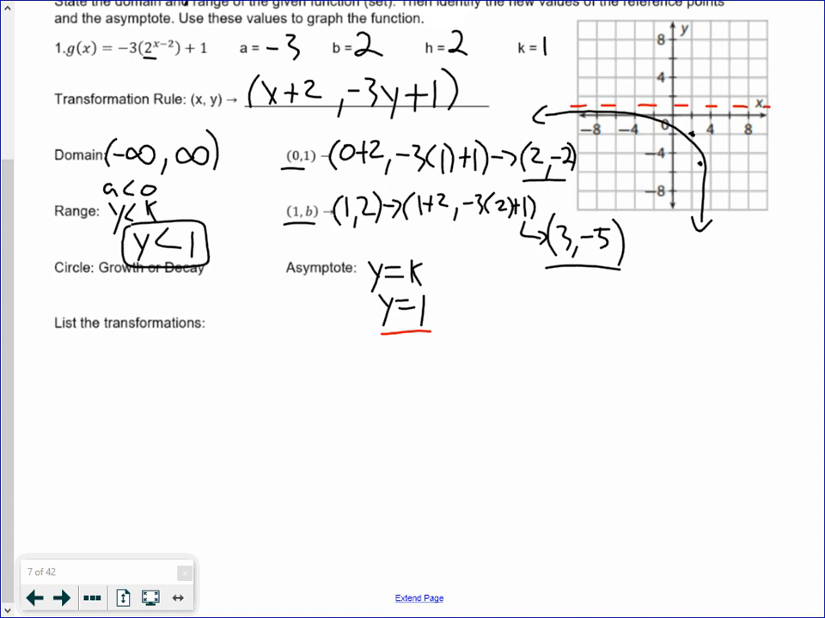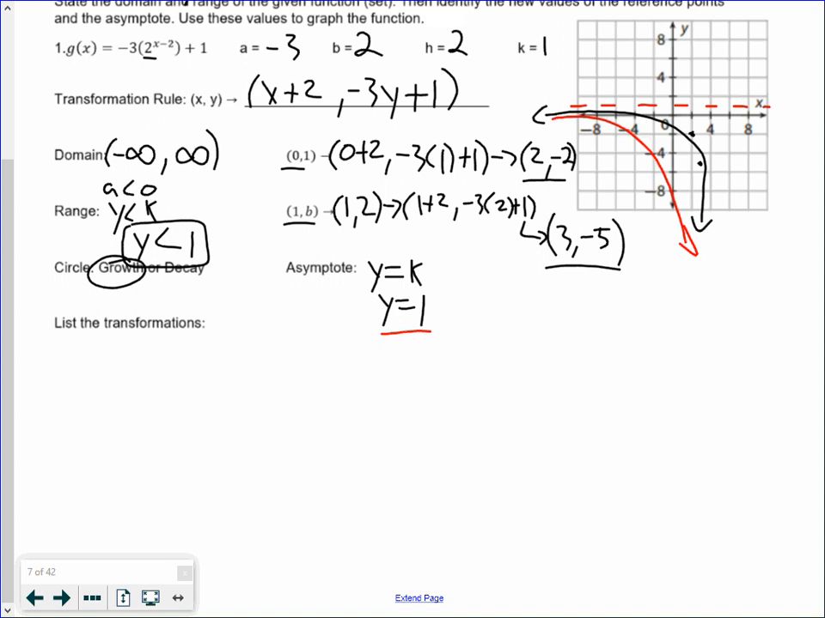So now we need to figure out if it's a growth or decay function. And what that means is a growth function grows away from the asymptote. And we can see here in our function that we start near the asymptote and we start shooting away from it. So that means we're growing away from it. So in this case, this problem is going to be a growth function.